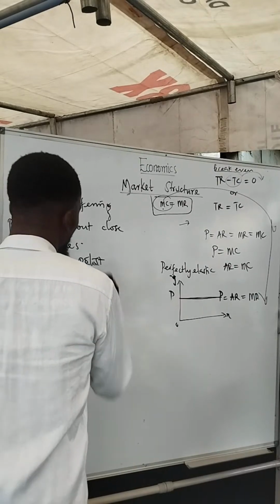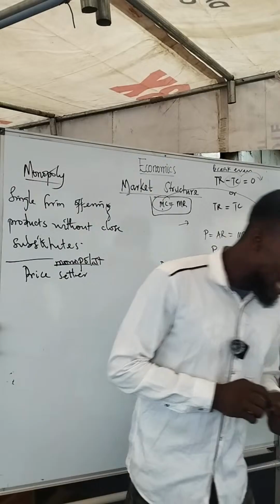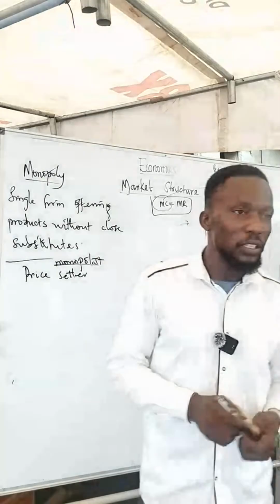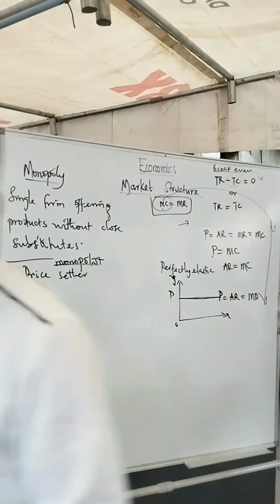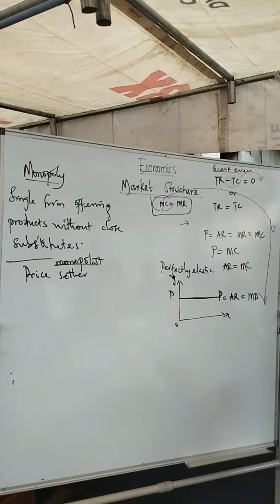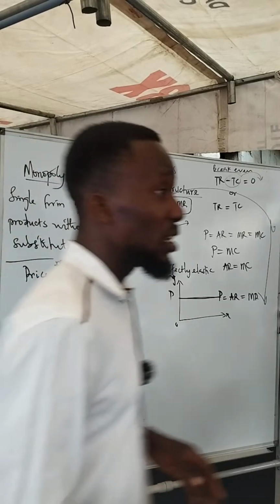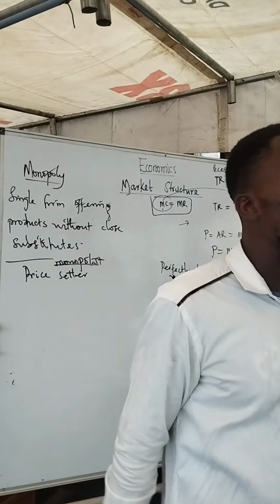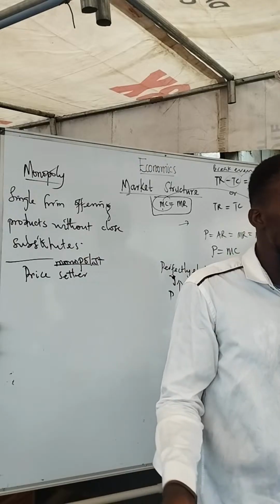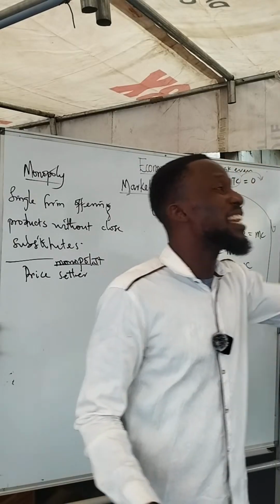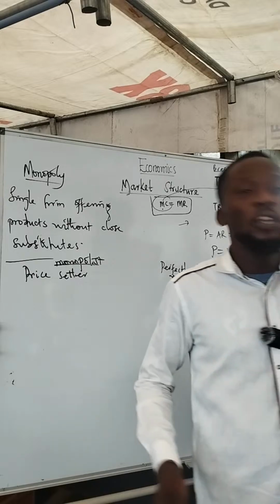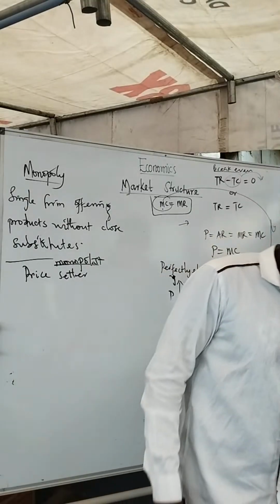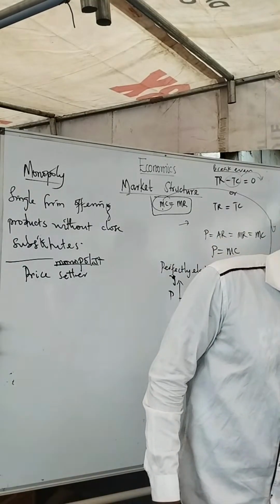He sets price, but he cannot dictate output. So he's regarded as a price setter and not a price taker like in a perfectly competitive market. In a perfectly competitive market, it is the forces of demand and supply that set price, so every other firm will take the price that the forces are dictating to them, right? But a monopolist will set price. So if he's setting price, he cannot dictate the quantity. Do you understand?